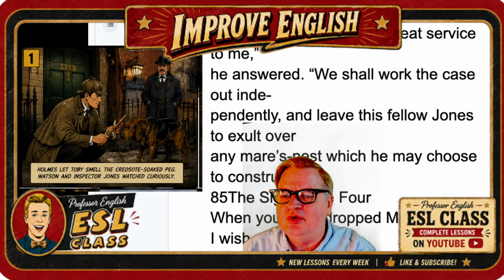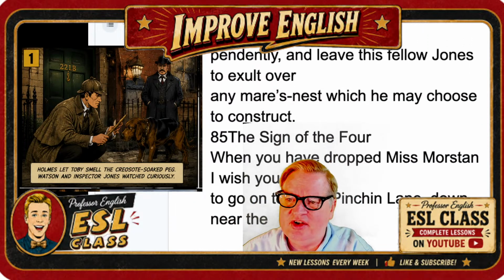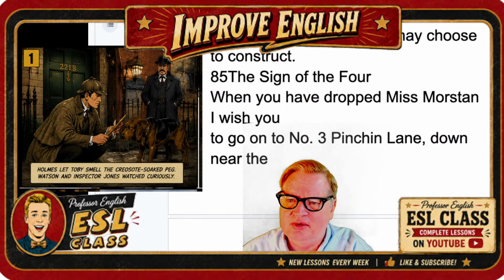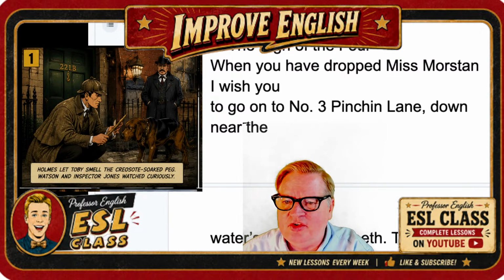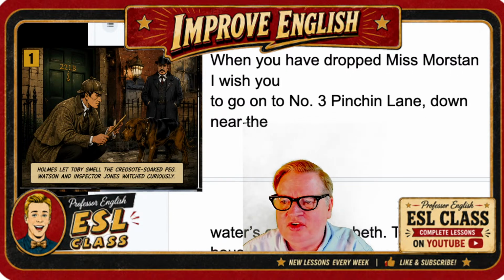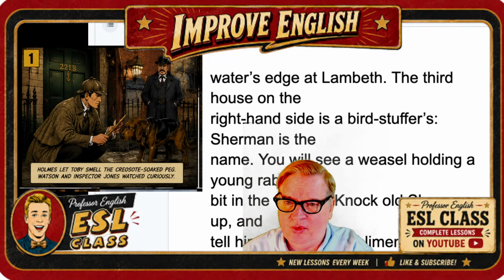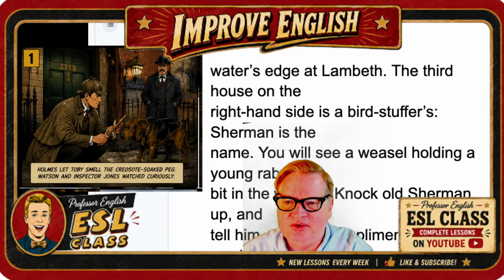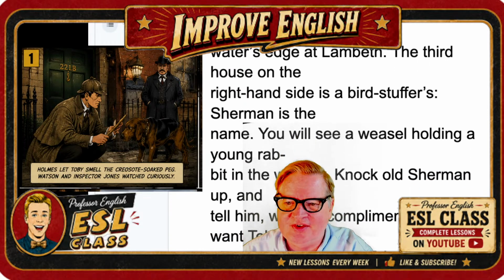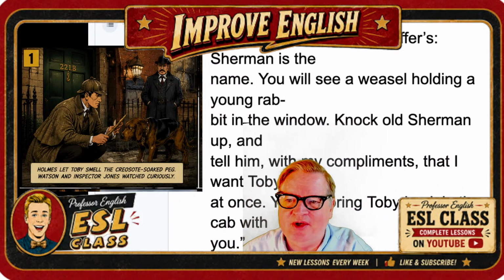And leave this fellow Jones to exult over any mare's nest which he may choose to construct. When you've dropped Miss Morstan, I wish you to go to number 3 Pinchin Lane, down near the water's edge at Lambeth. The third house on the right side, is a bird stuffer's. Sherman is the name. You'll see a weasel holding a young rabbit in the window.